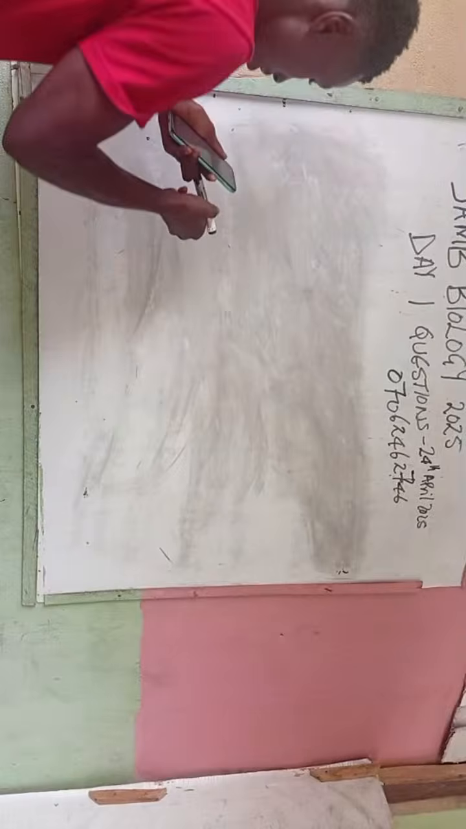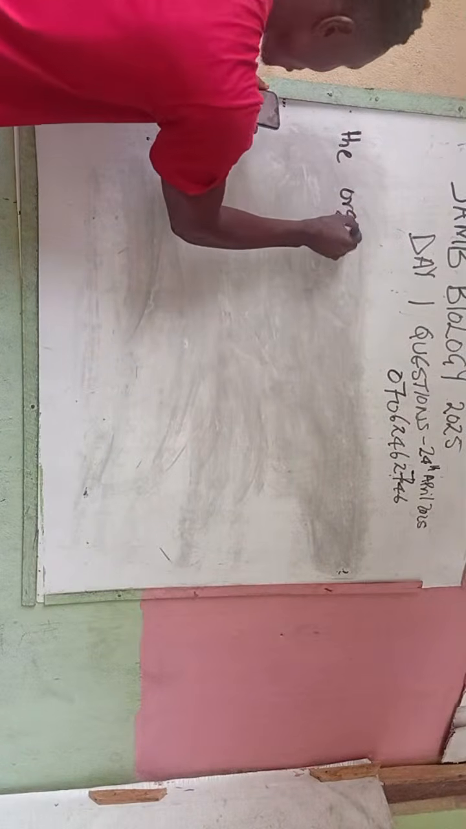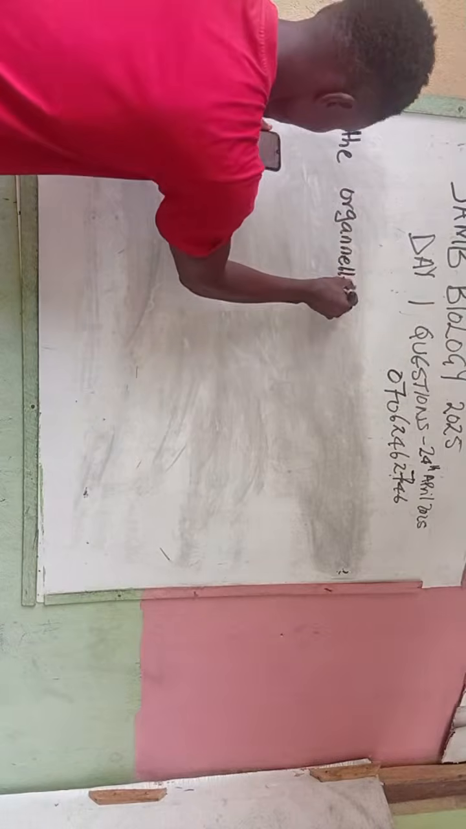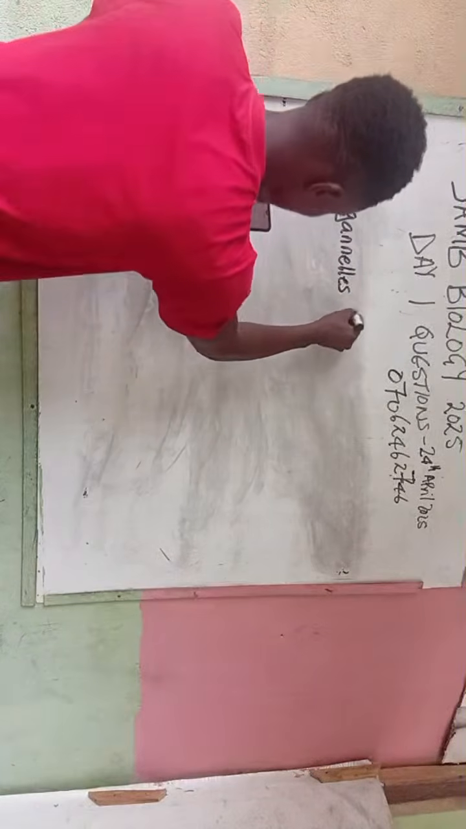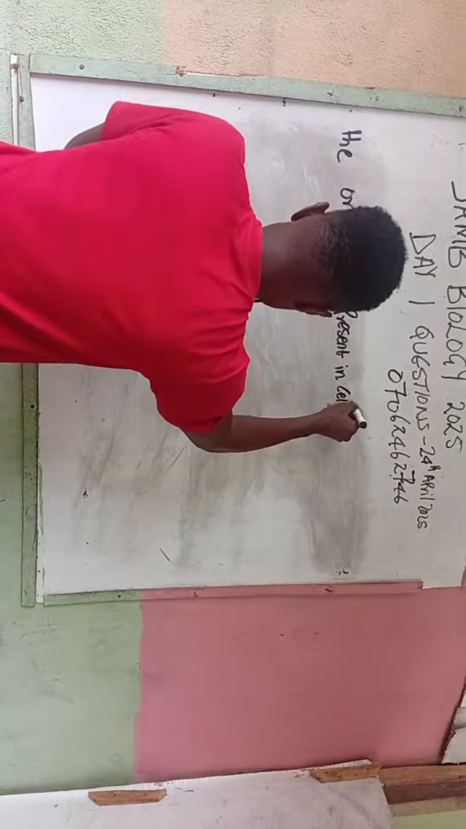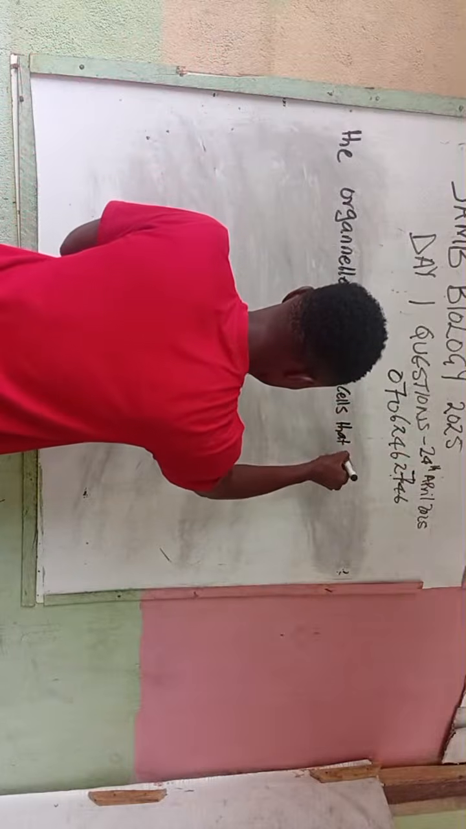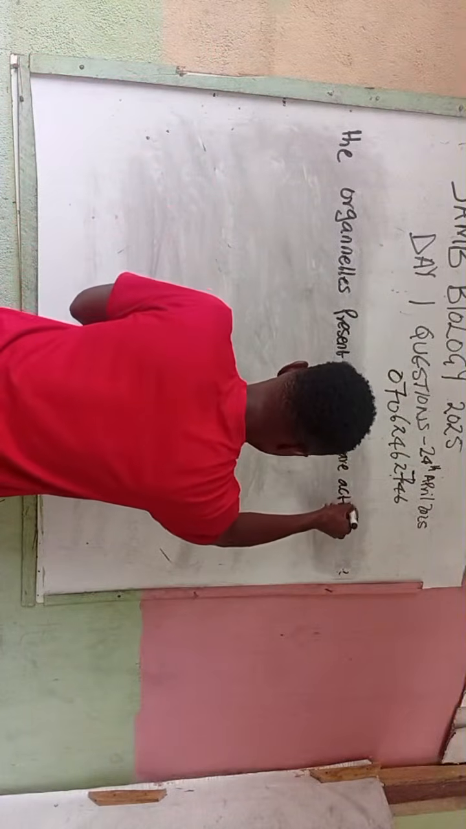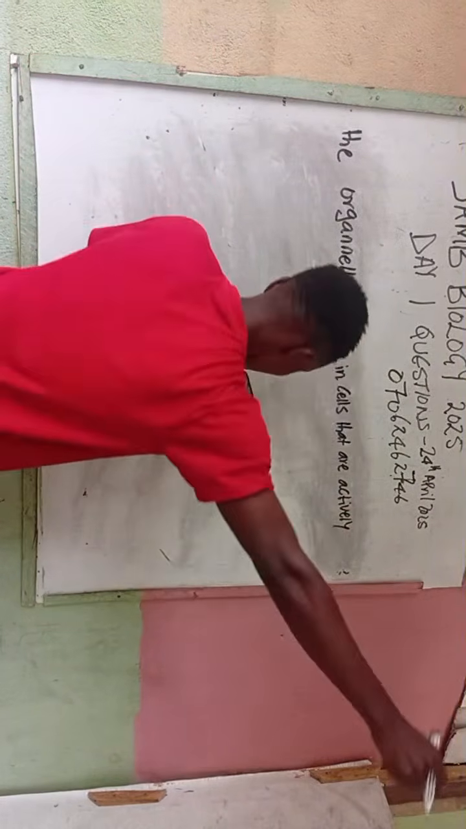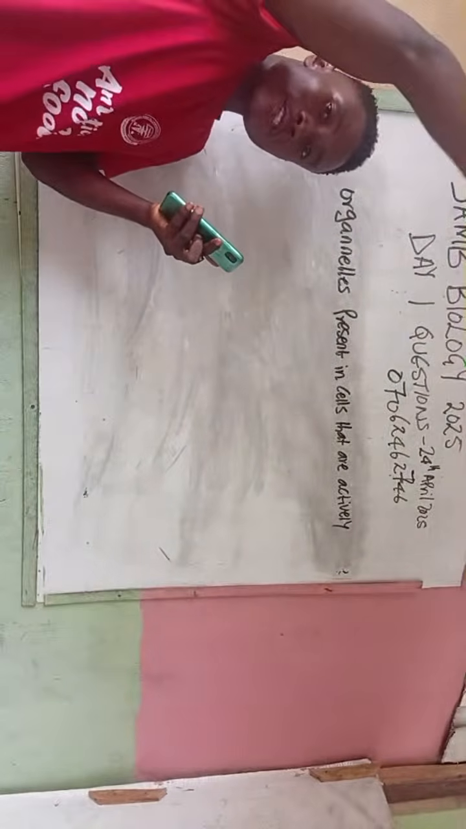So the question is, the organelles present in cells that are actively respiring. This is from the past questions we did, if you can remember, right?